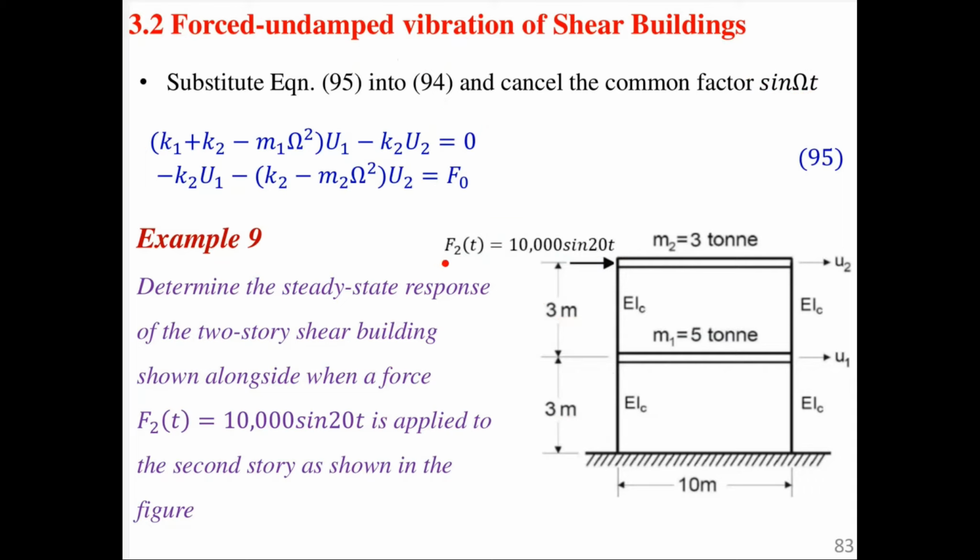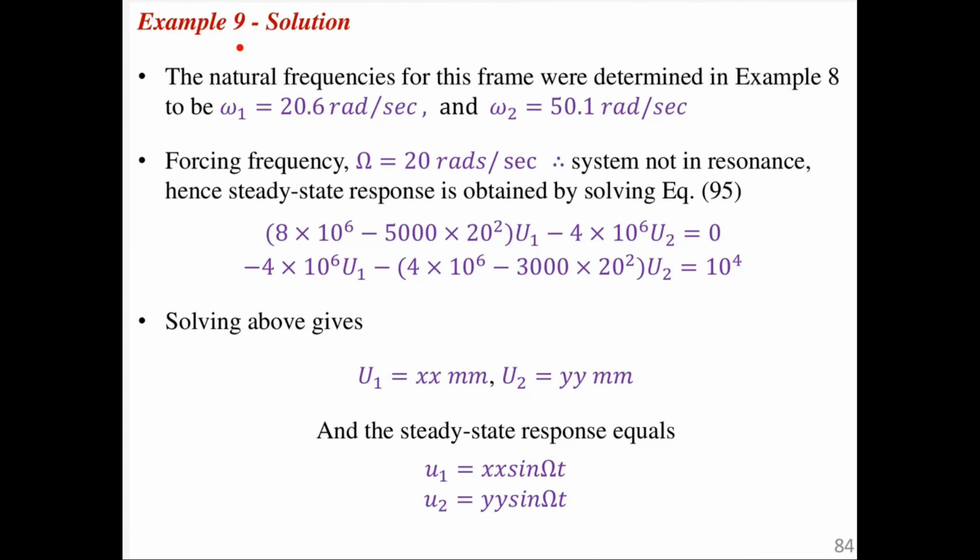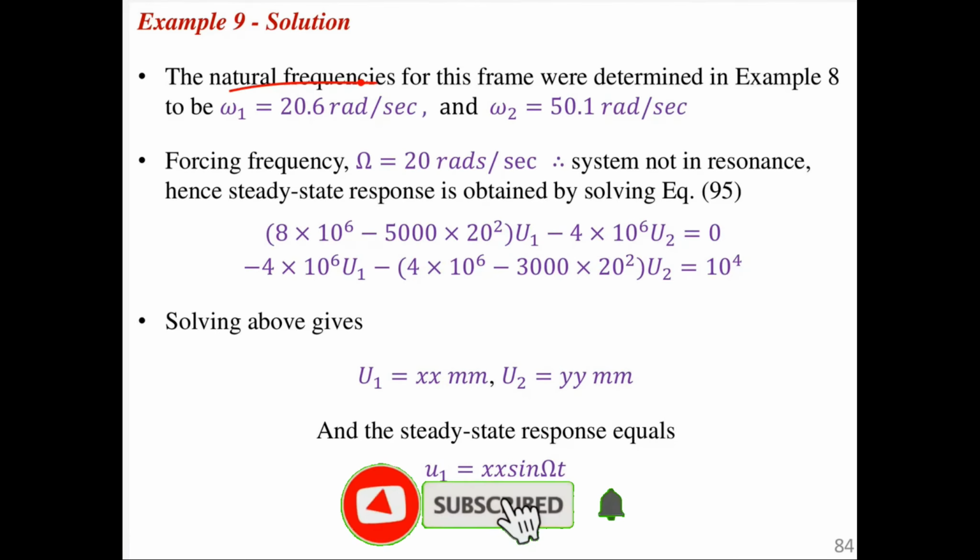All right. So in this case, I'm just taking the applied forcing function at the second floor. At the first floor, of course, F1 is equal to 0 at this level. So to determine the steady state response of the two-story shear building, an external applied force is applied at the second floor. This is a structure that we considered in example 8. This part is to calculate the frequency. This part, I've just brought the answers here.